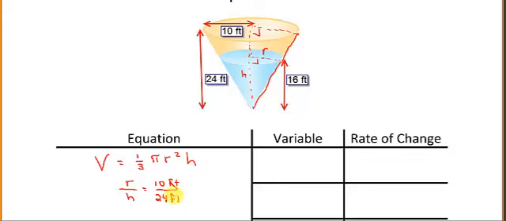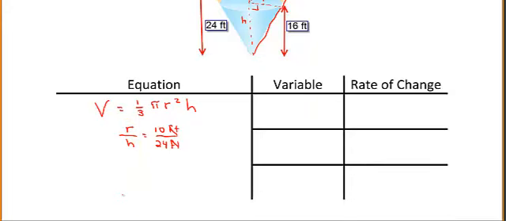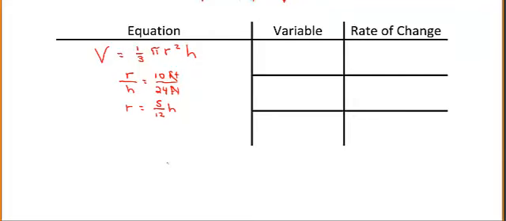By the way, the feet cancel here, and this is a distance over distance, so the units should cancel out. And now we have that R is equal to, I'll reduce the 10 over 24 to 5 over 12, and so we have R is 5 over 12 H. Now if we make this substitution, the R will be gone, I'll just have H left.